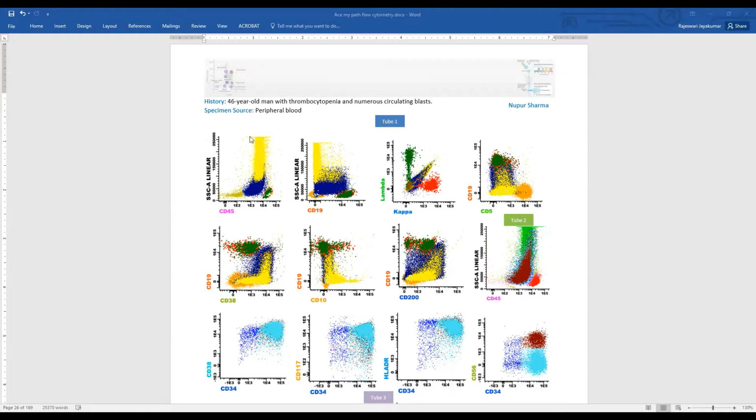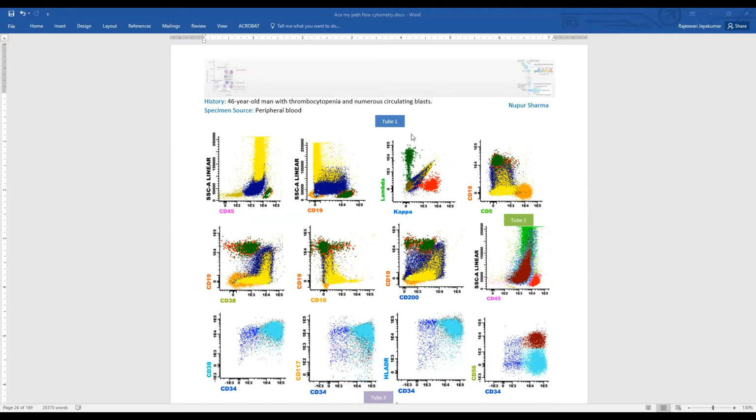Normally, the cells painted yellow are the granulocyte gate, and these have very high side scatter and dimmer CD45 expression than lymphocytes and monocytes. So our blasts are continuous with these granulocyte-gated cells. And we do see an absence of cells in the monocyte gate. It looks like there are no monocytes in this specimen.